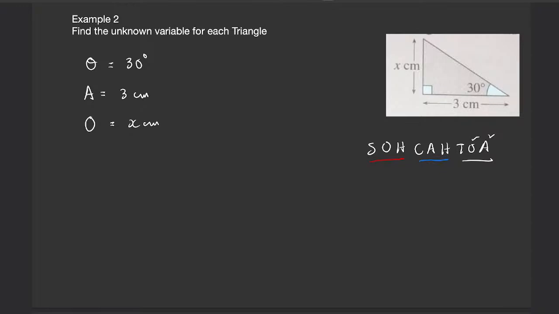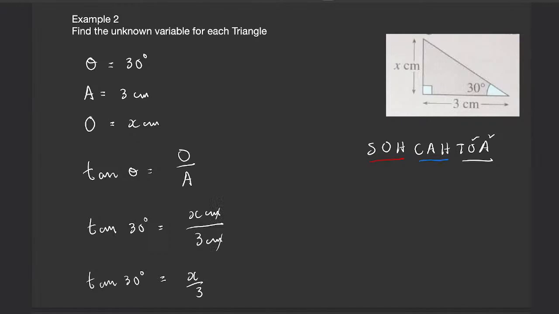Well, if I put down my trigonometric function, tan, the angle is equal to the length of the opposite divided by the length of the adjacent. And then we can now substitute our values in, right? So we have tan of 30 degrees is equal to the length of the opposite, x cm, divided by the length of the adjacent, which is 3 cm. Well, we can simplify this, right? So tan 30 degrees is equal to, we have cm in our numerator and cm in our denominator. This can cancel out. We have x over 3.